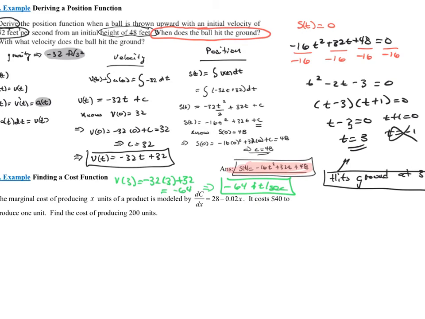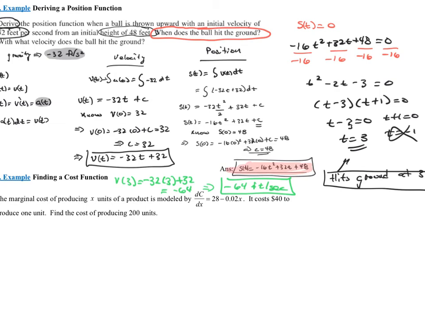That negative sign here, all that means is it's decreasing or approaching the ground at a velocity of 64 feet per second. We do need the negative here just to indicate direction. It is going down. If we put positive 64, that means the ball would be going up. So be careful with your negative sign there.